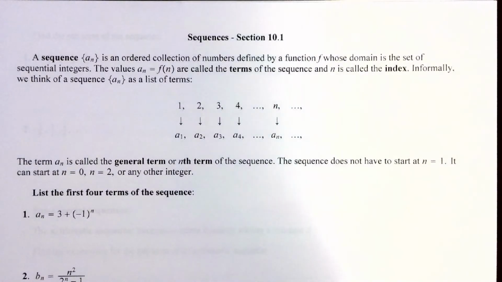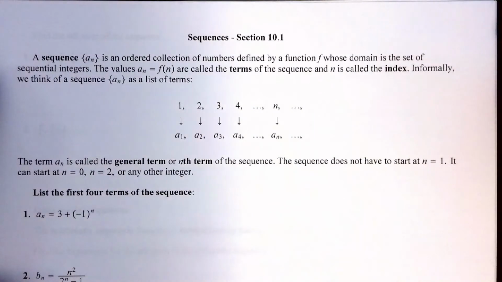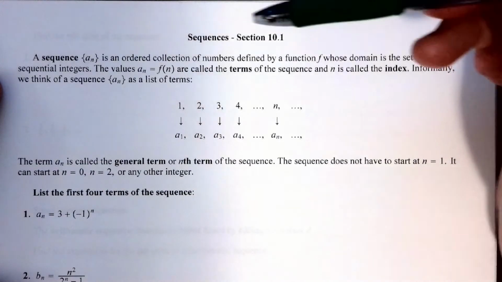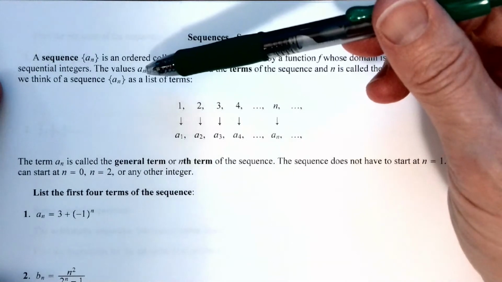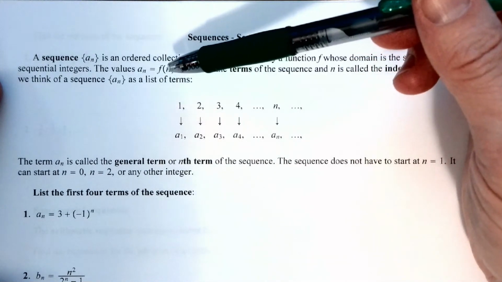A lot of you maybe have had in your past a brief introduction to sequences and maybe some series. So let's start with this, though, assuming you haven't had any previous background. A sequence is an ordered collection of numbers defined by a function whose domain is the set of sequential integers. The values of this function, or the sequence, are called the terms, and we generally denote the terms with a variable and then a subscript n, where n is some integer.